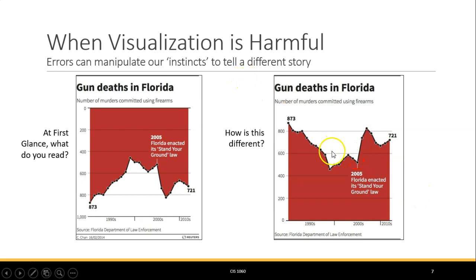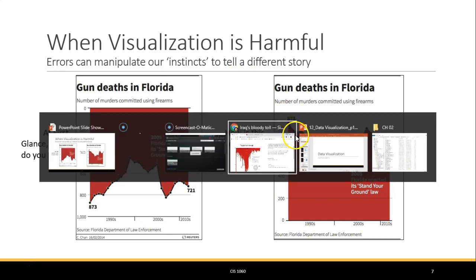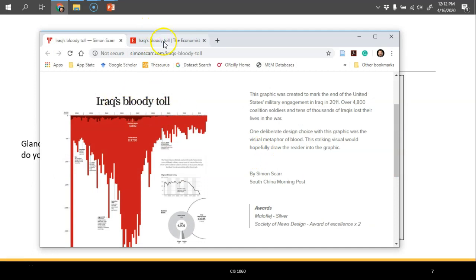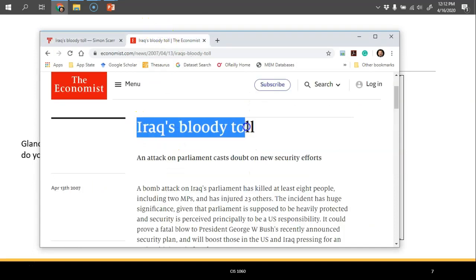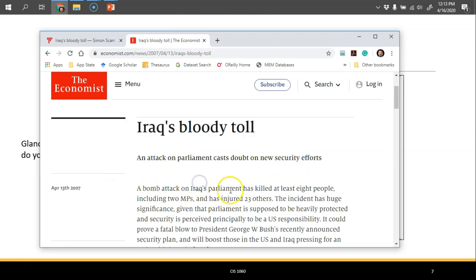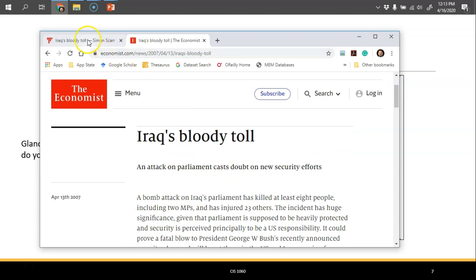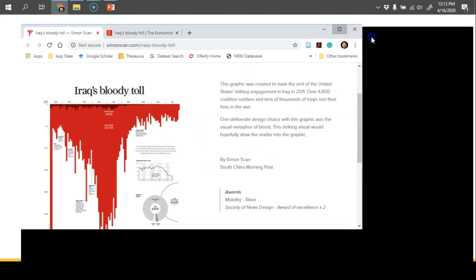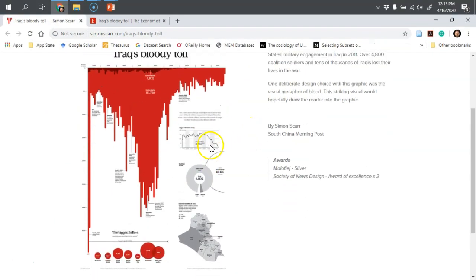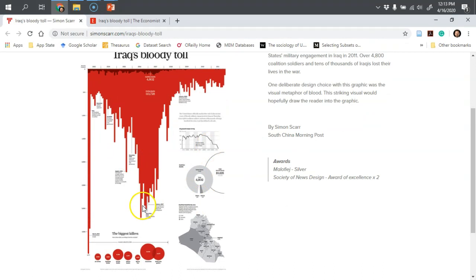All right. Now, there was a graphic that was created at one point in time, and I pulled it up here. If you did a quick search for the words Iraq's bloody toll, you'll find this article in The Economist, and it talks about what actually happened. But one of the visualizations that was in this article was this visualization right here. And I know you can't see the details, but this is a high number here at the bottom, and then 0 is up here at the upper left.